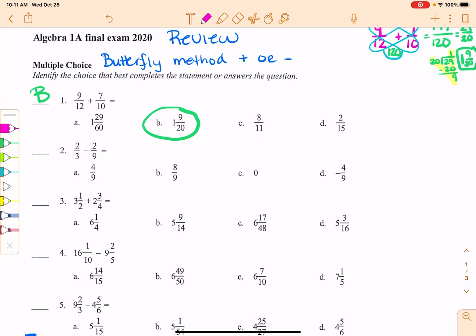Okay, now I'm going to the next one. So the next one is 2/3 minus 2 over 9.